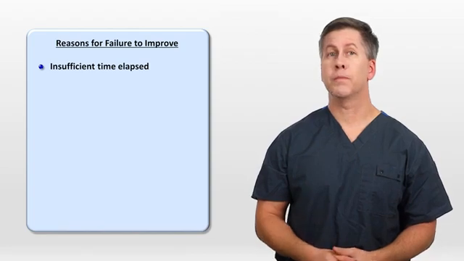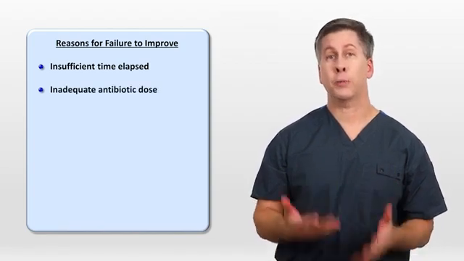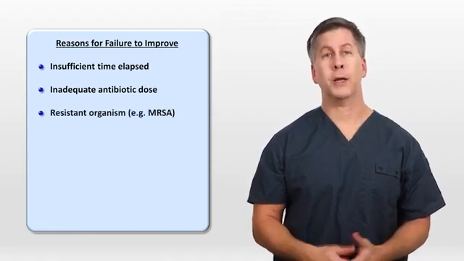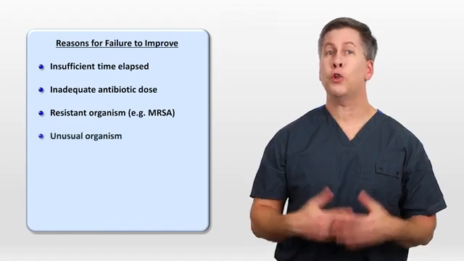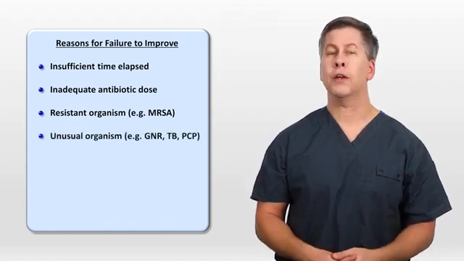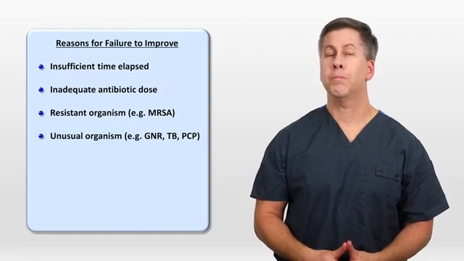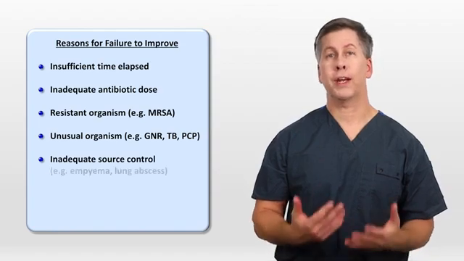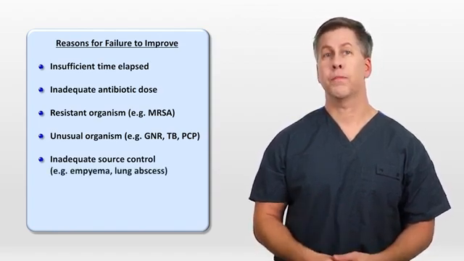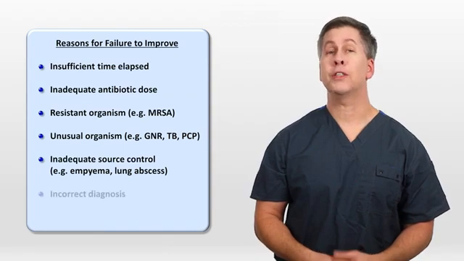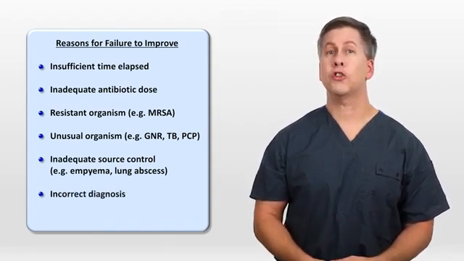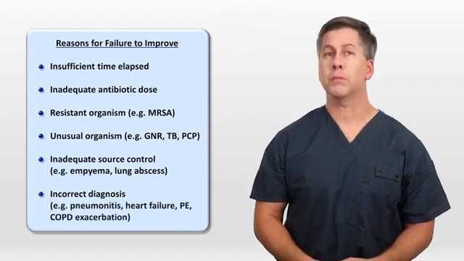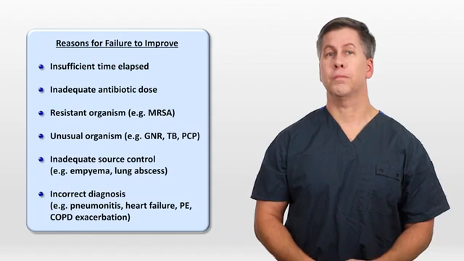Insufficient time has elapsed. They've been prescribed an inadequate antibiotic dose. They are infected with a resistant organism, such as MRSA. They are infected with an unusual organism, such as a gram-negative rod, tuberculosis, or PCP, among others. They have inadequate source control, for example, an undrained empyema or lung abscess. Or maybe the diagnosis of pneumonia is incorrect. The most common diagnoses to mistake for pneumonia are pneumonitis, heart failure, pulmonary embolism, and a COPD exacerbation.